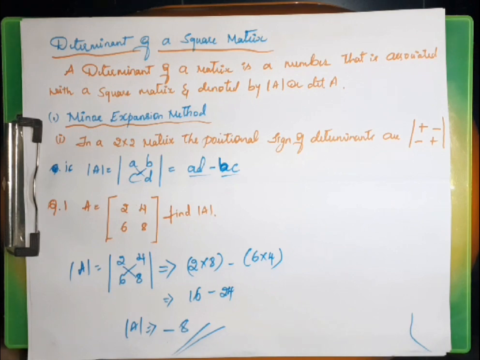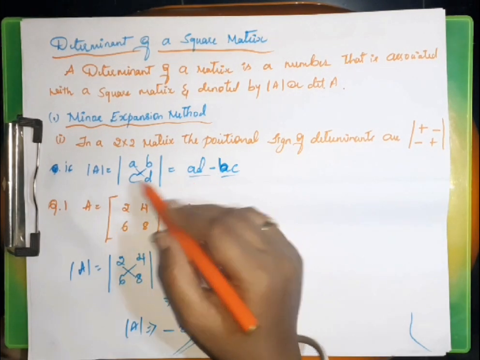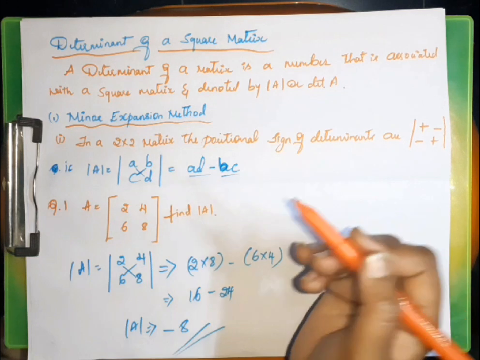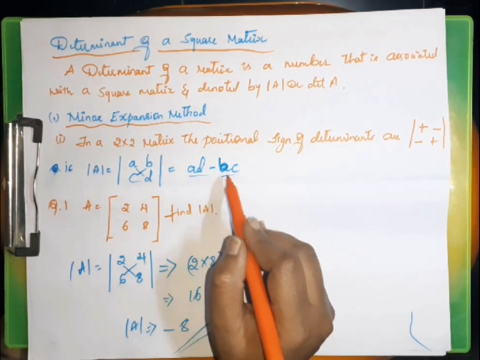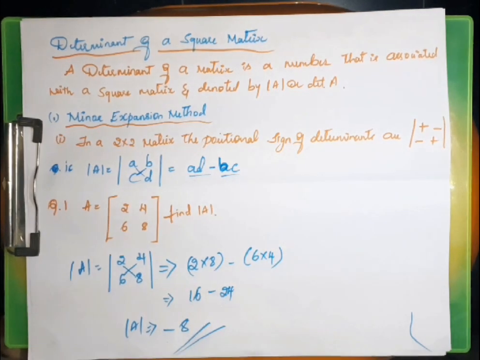Very simple, so keep this rule in mind. Cross multiply, writing the elements as A, B, C, D. Cross it, and AD minus BC you will get. In between we have a minus sign when the order is 2 into 2 matrices.